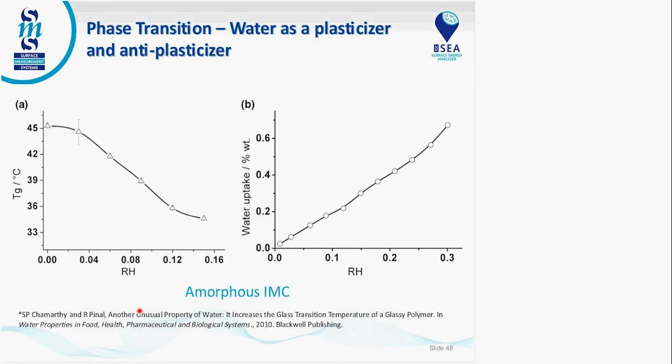And this is a study done by Purdue University. We're looking at amorphous indomethacin. Again, as we increase the humidity, we see a decrease in the glass transition temperature, which is what you would expect. And here you can see the water absorption curve. We see a relatively monotonic increase in water uptake.